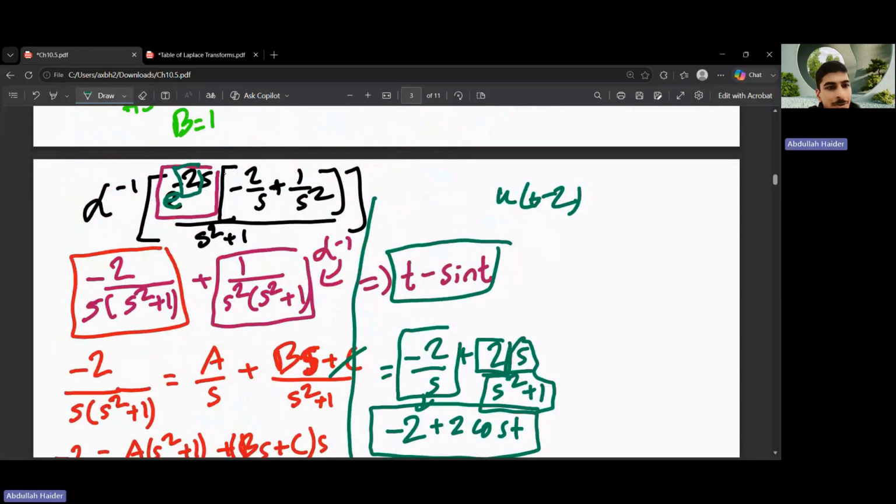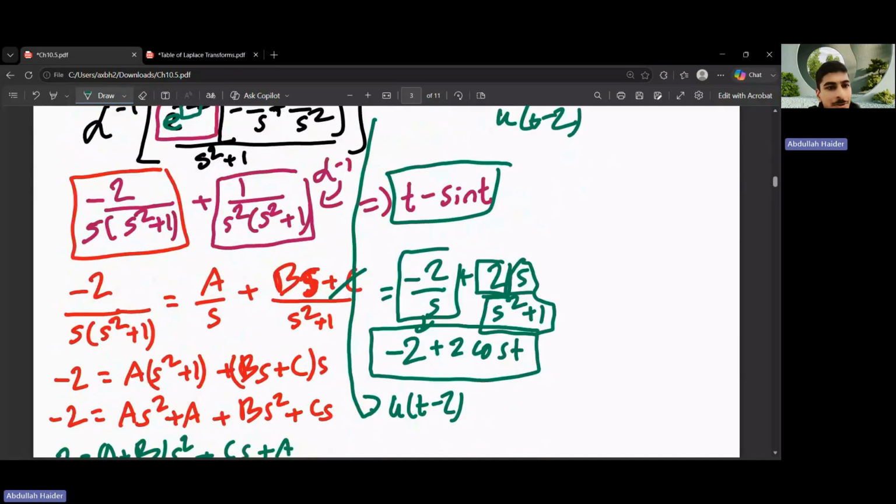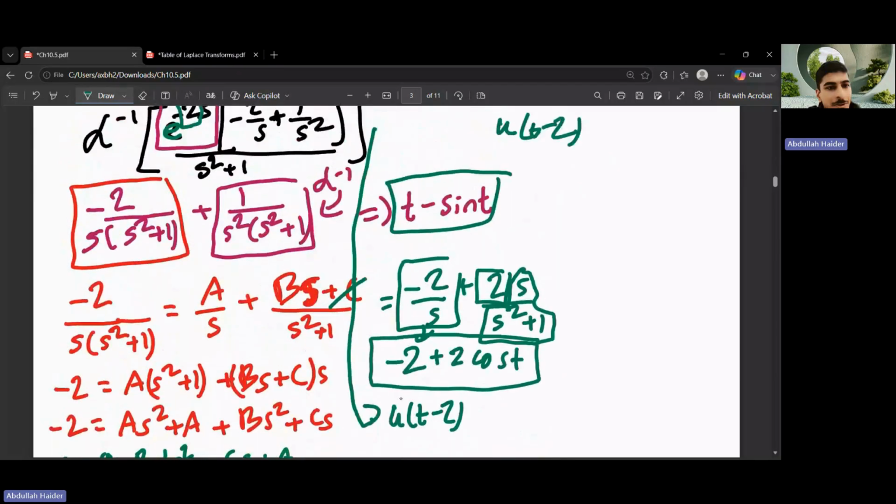Whenever you have an exponential to the power of something, you need to apply the shifting theorem, which says that u(t minus 2), your a, multiplies your whole answer, and wherever you have t in your answer, replace it by t minus 2. This applies only for the Laplace of this term.